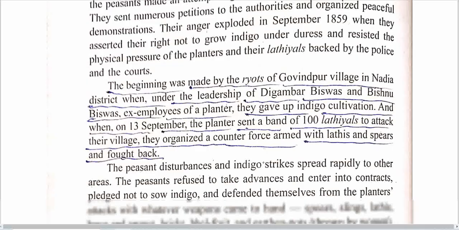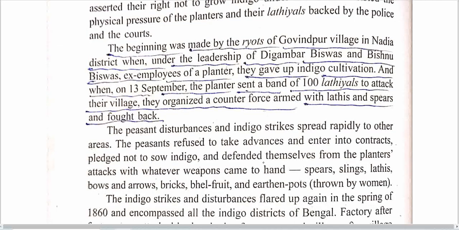Okay, these are not so important. Let's go to the important points. The beginning was made by the riots of Govindapur village in Nadia district, which is now in West Bengal. Nadia is one of the major districts, under the leadership of Digambar Biswas and Vishnu Biswas.